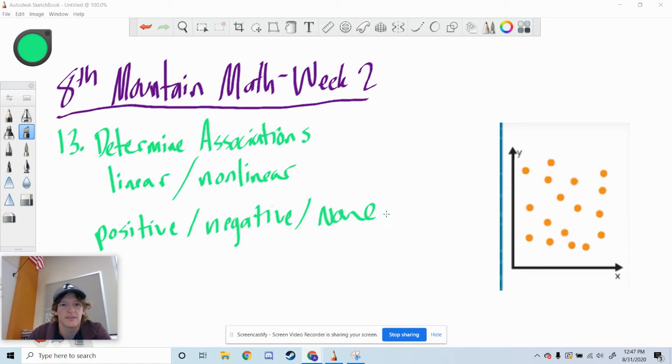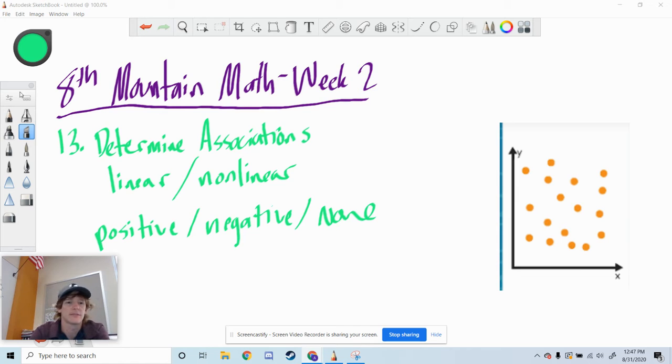Eighth grade Mountain Math, week 2, number 13. Determine associations, linear or nonlinear. So we need to decide, is our data here linear, nonlinear, positive, negative, or none? Let's check it out. We've got a bunch of dots here kind of scattered throughout.